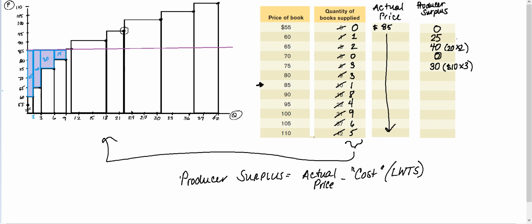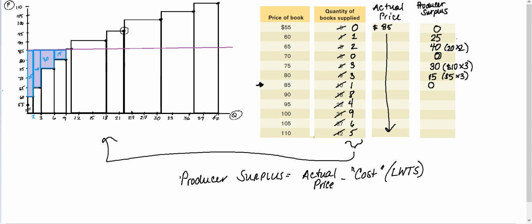Moving down one, we have 1 seller who is willing to accept $85 for their book. That's the lowest they're willing to go. And they entered the market and were indeed able to sell it for $85. Now, there's no surplus generated there because the lowest they were willing to go is, in fact, what they sold the book for. And so we just have the actual price of $85 minus the cost, or least willingness to sell, which is also 85. If you subtract the 2, we get 0. So I'll just put in parentheses here 85 minus 85.